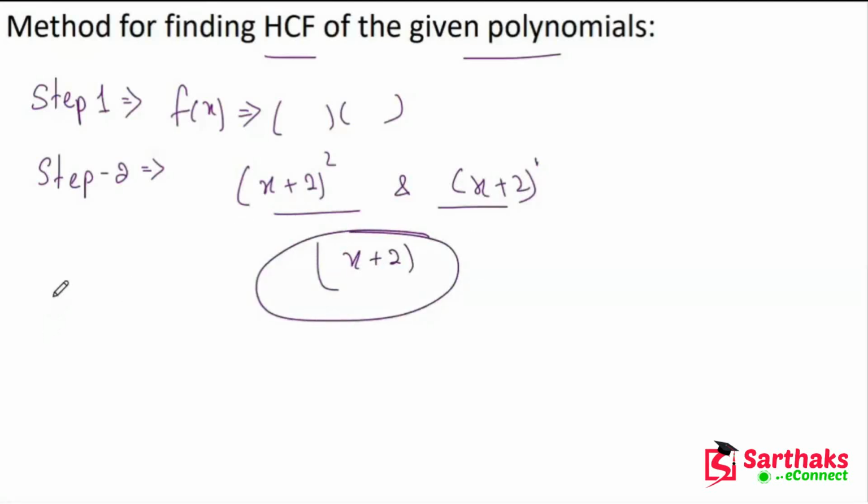Okay, now what is step three? So step three is that raise the common irreducible factors to the smallest or least exponent found in step 2 and take their product to get the HCF. Okay, so now let's do the example.